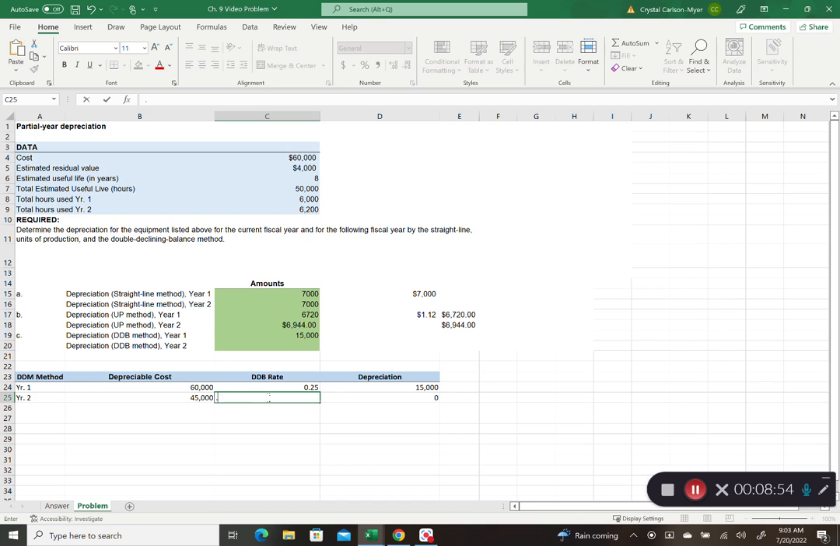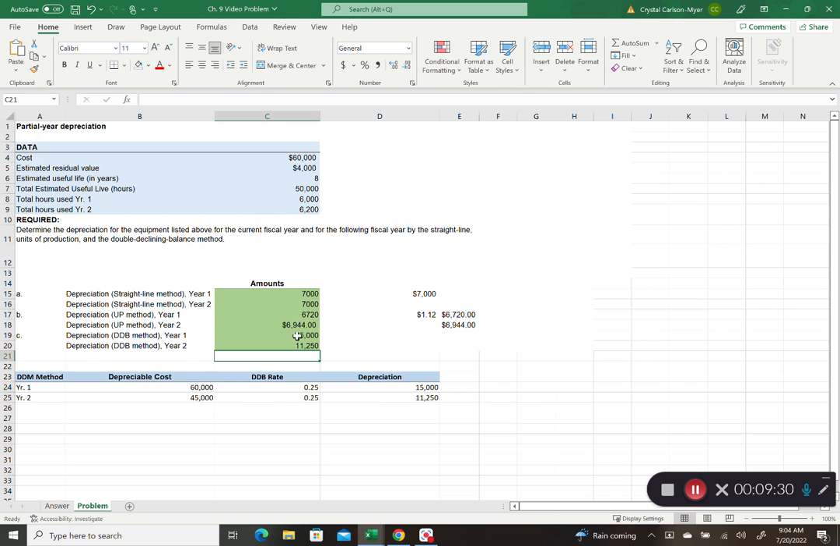Our double declining balance rate is still 25%. Again, that does not change. So we're going to take our depreciable cost in year two of $45,000, multiply it by 25% to give us our depreciation in year two of $11,250. And you'll continue to do that. So in year three, you would take your $45,000, subtract out the depreciation in year two, and that would give you your depreciable cost for year three, and then multiply that times 25%, and it will continue to go down every year until it will flip-flop.